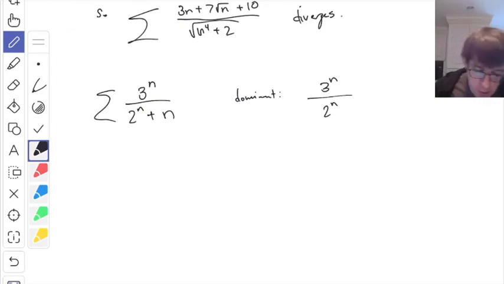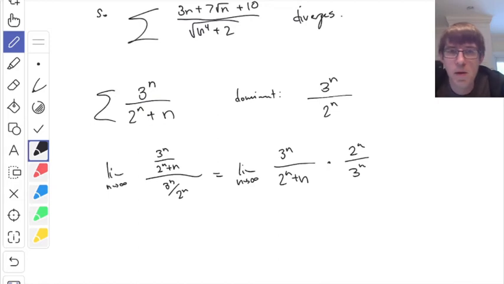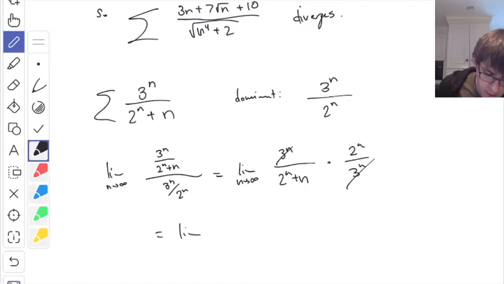All right, let's do it. The same old thing with the limit. The limit as n goes to infinity is going to be the original thing divided by the new thing. If I write it more sensibly, it looks like 3 to the n over 2 to the n plus n, times 2 to the n over 3 to the n. I multiply by the reciprocal. And then we can cancel, those 3 to the n's will cancel exactly. And what I end up with is 2 to the n over 2 to the n plus n.